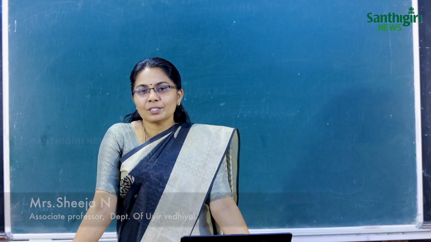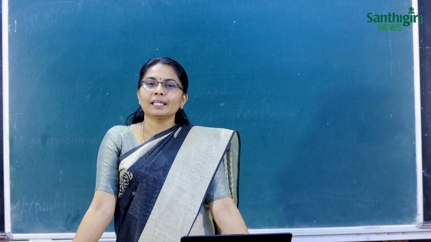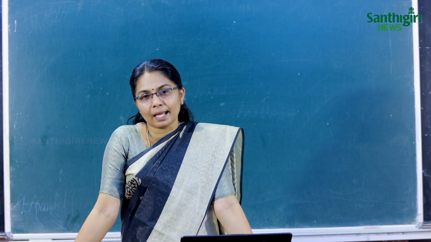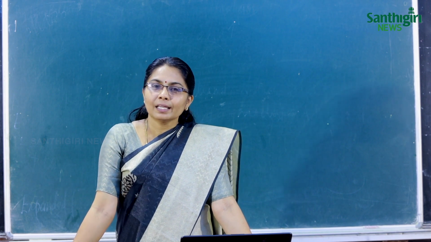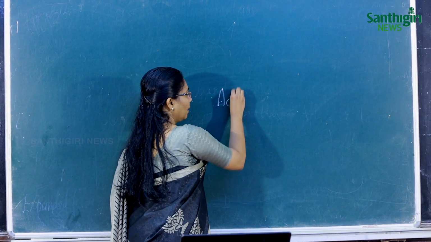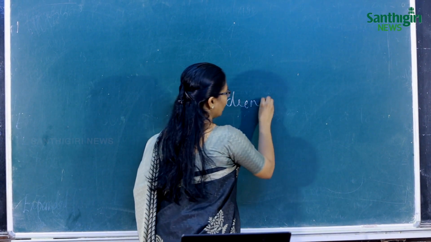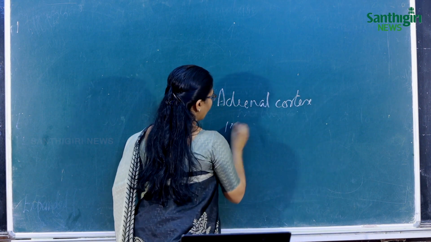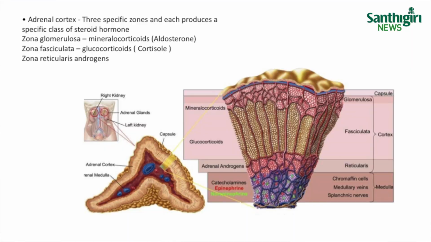So, today's topic is we are studying the hormones secreted by the adrenal gland. Regarding the adrenal gland, we have two parts, that is the adrenal cortex and the adrenal medulla. In the adrenal cortex, first of all we are studying the hormones secreted by the adrenal cortex.